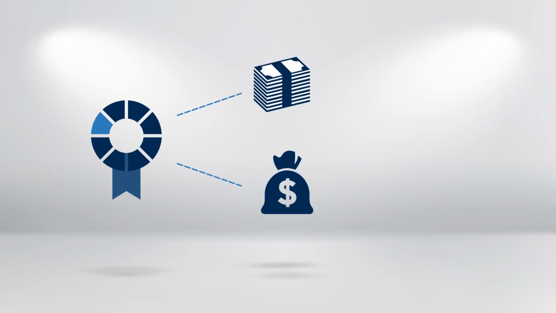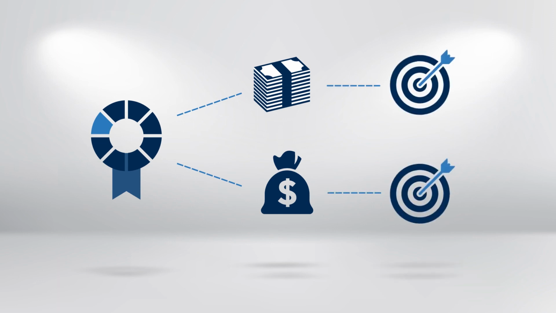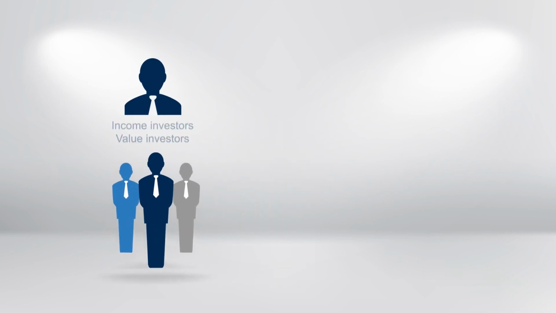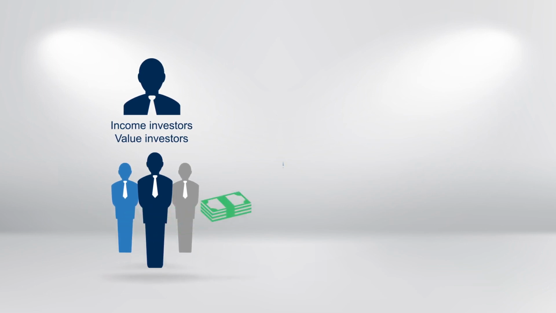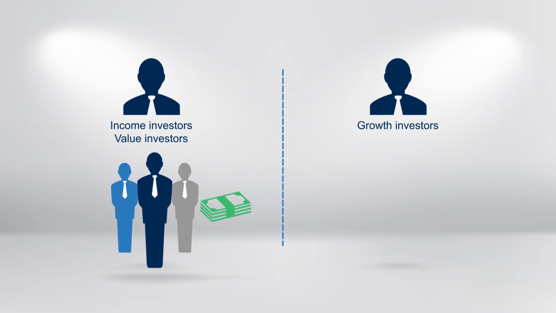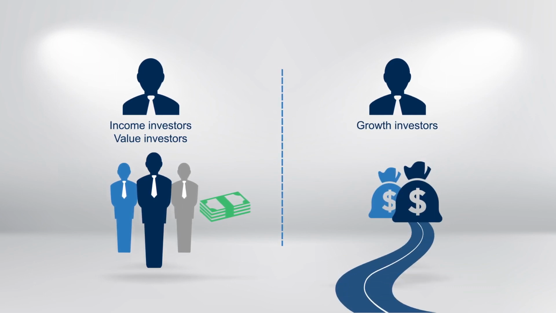Dividend income and capital growth are the two major reasons investors buy shares. These two groups have different investment objectives. Investors who prefer the cash now are called income investors or value investors. They want a steady flow of dividends. The second group are growth investors. Their perspective is different. They hope to get a capital gain for holding their shares for a long time.